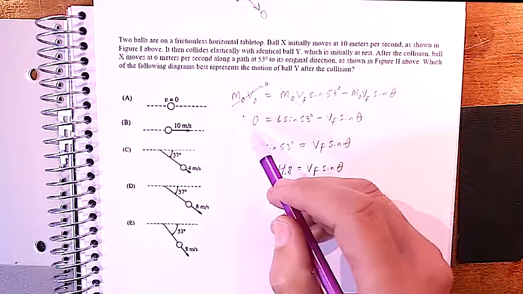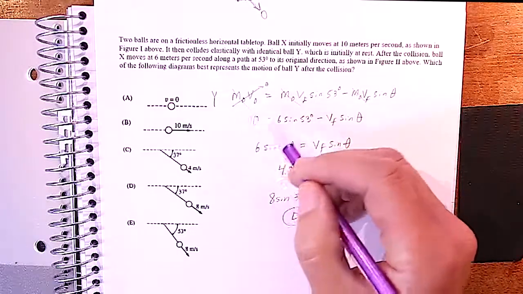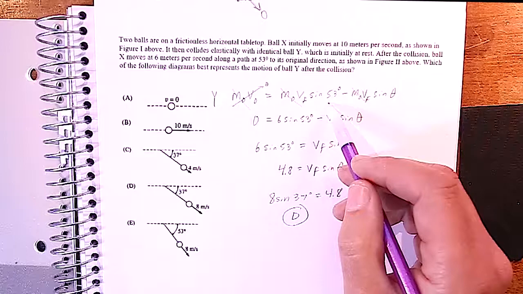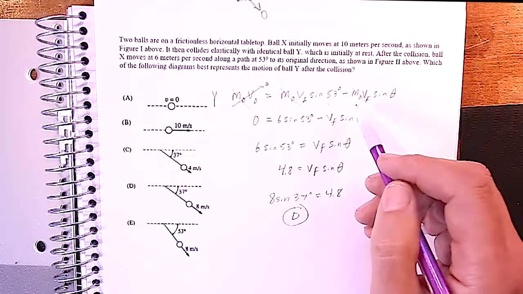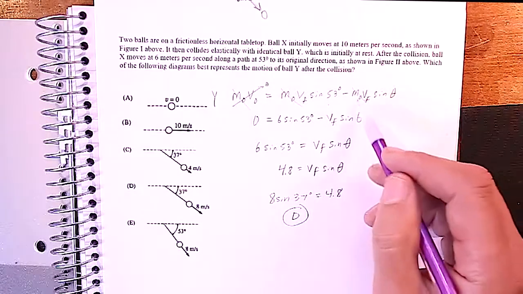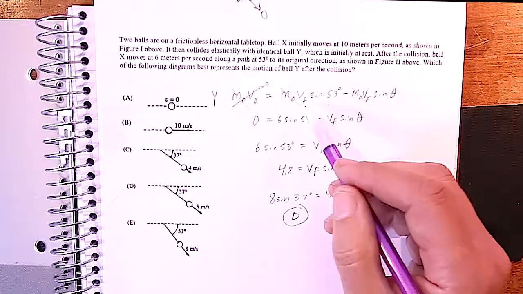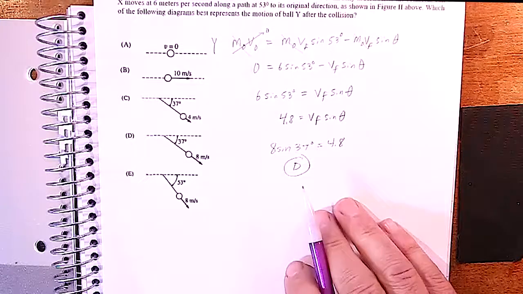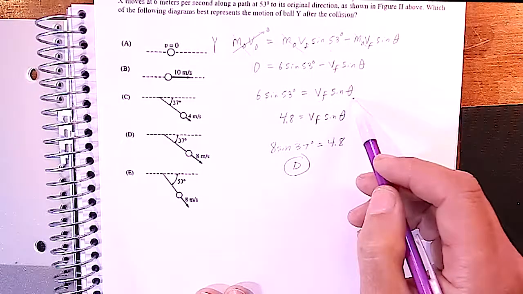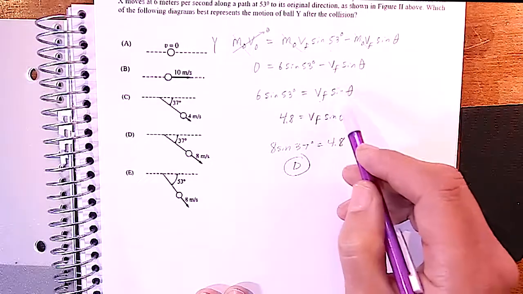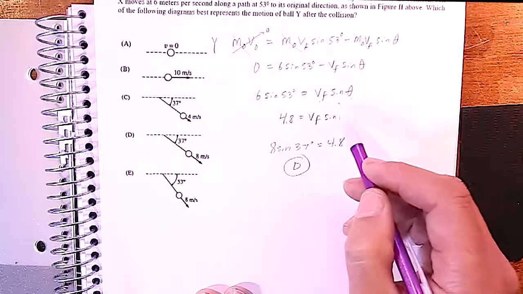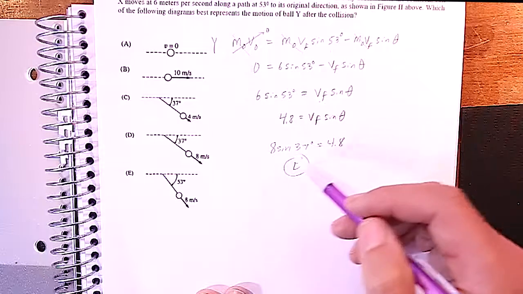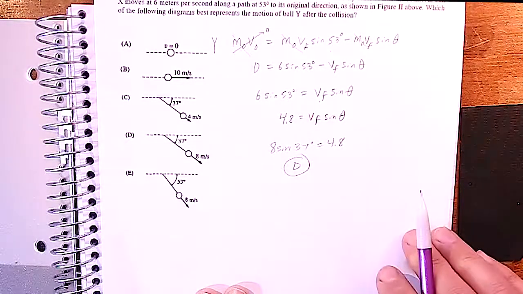So to set this up, I said this would be the y direction, so the initial y component would be 0. After the collision, we have m naught v final sine 53, so that's the first ball. And the second one is going to be m naught v final sine theta, and we don't know either of these. We're going to have an m naught on both sides when we add that over, so we can cancel these out. And that enables us to get 6 times sine 53 equals v final sine theta. So we have two unknowns, and we can't solve for either one, but we know that the combined vf sine theta has to be equal to 4.8. And the only choice in here that gives us 4.8 is 8 times sine of 37. So our answer is D.